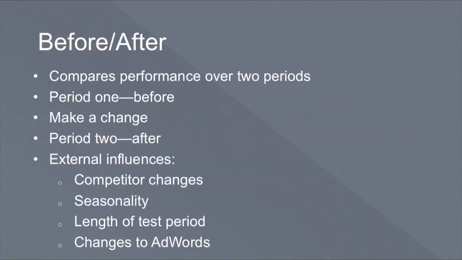It depends on the length of the test period. You can get variability over periods of time. Obviously, with longer periods, you tend to get more stability. What if AdWords changes something in the meantime? AdWords changes over 250 times a year. There's a pretty good chance that while you're running a test, something will change. It might not be something that materially affects your test, but that's what we'll find out.